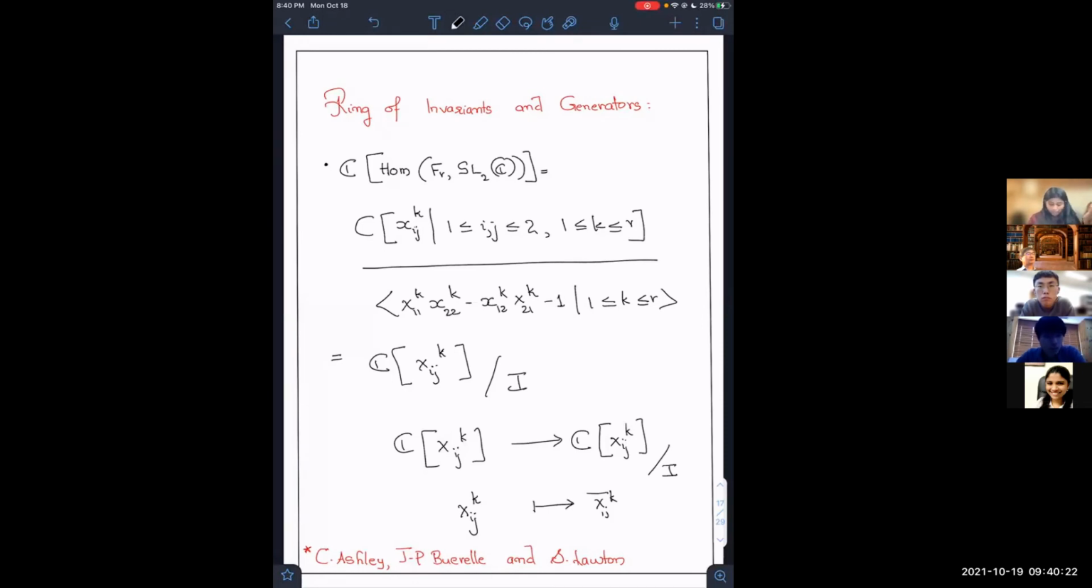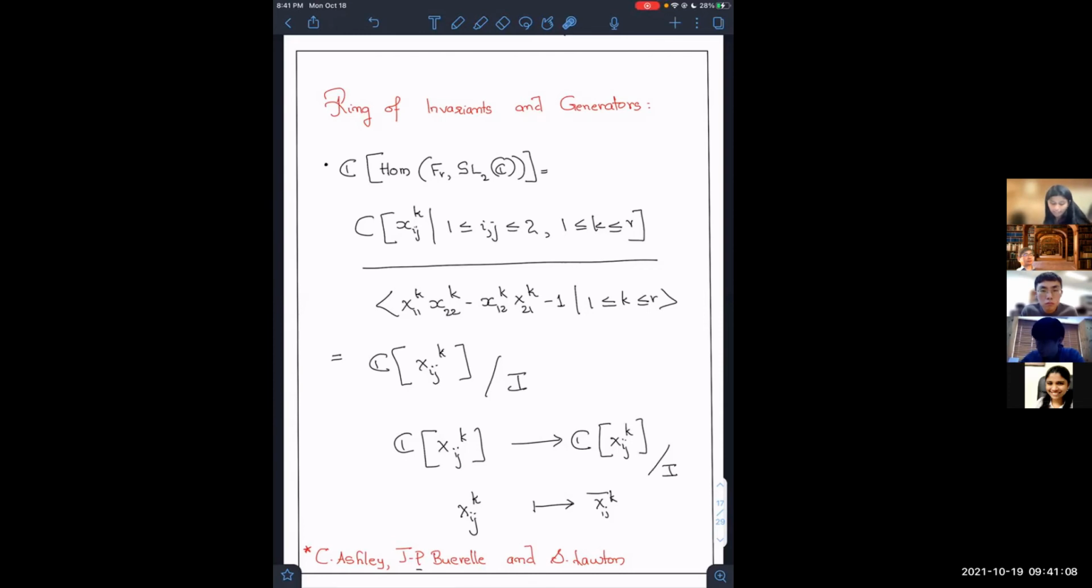Now if you want to compute the SL2C character varieties of a free group of rank R, there is a paper by Caleb Ashley, JP Burelle, and Dr. Lawton, which gives an algorithm along with mathematical code on how to calculate the generators of the invariant ring for character varieties of a free group of rank R to SL2C, all the SL2C character varieties.